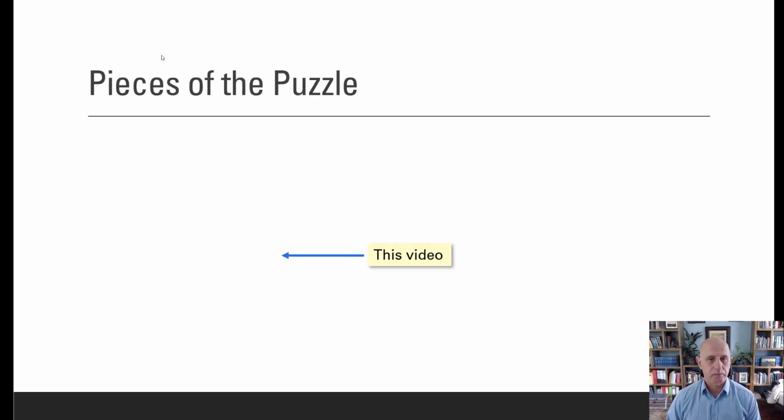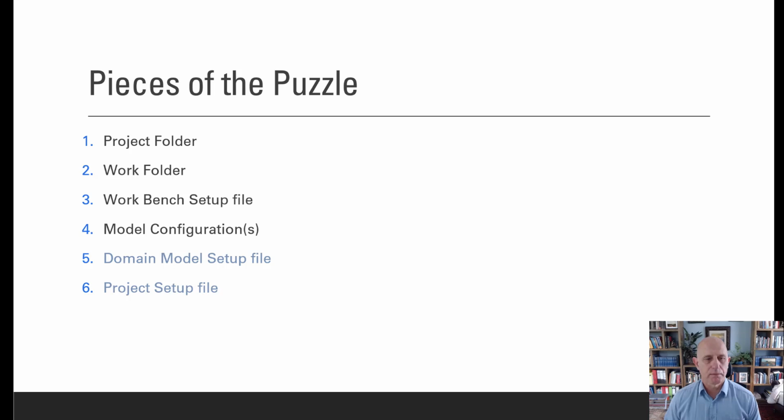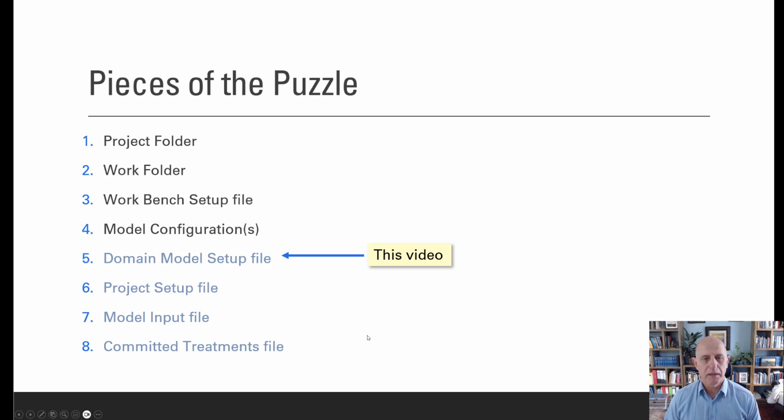Now, in that previous video we discussed the key pieces of the puzzle for putting together a Cassandra model run. We discussed the projects folder, the concept of the work folder, the workbench setup file, model configurations, domain model setup file, project setup file, model input file, and finally the optional committed treatments file. In the previous video, we've already discussed the first 4 elements. In this video, we're just going to take a walkthrough of the domain model setup file. So that's what this video is going to focus on.